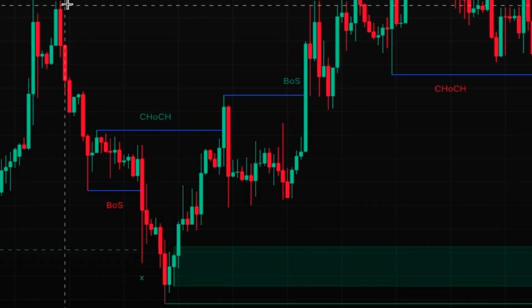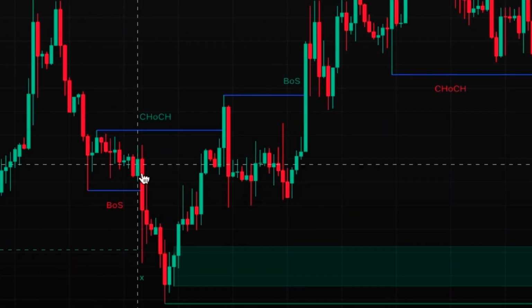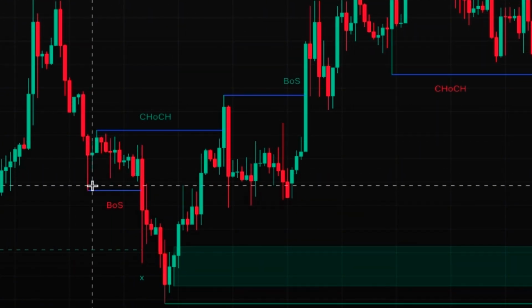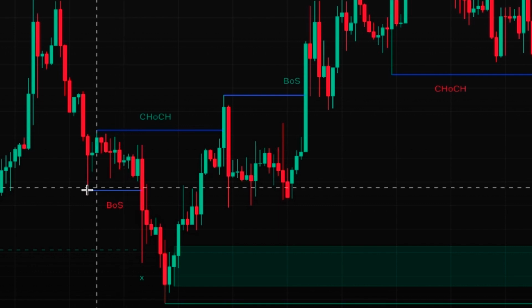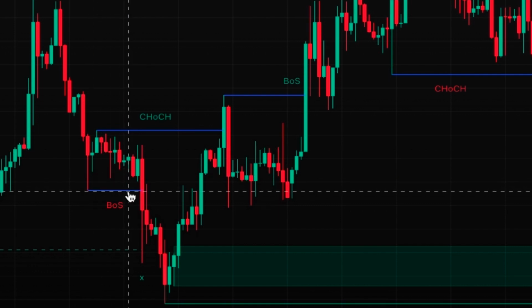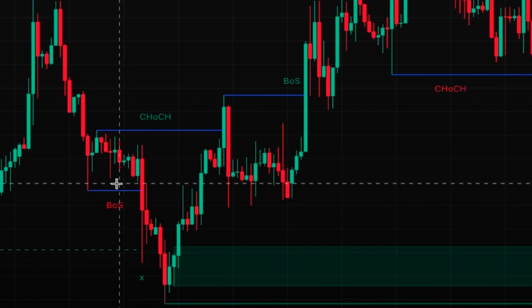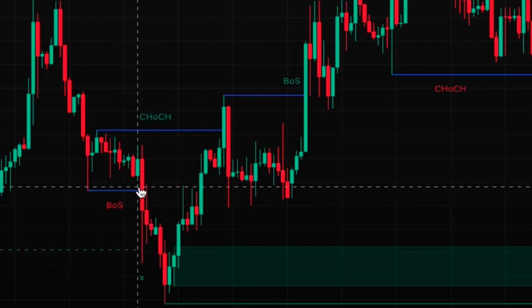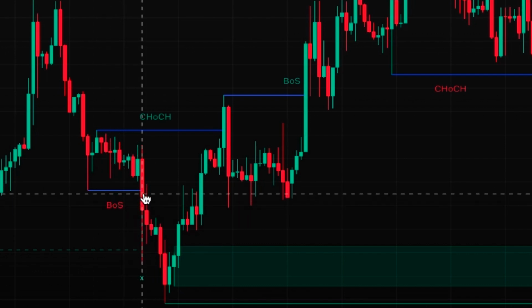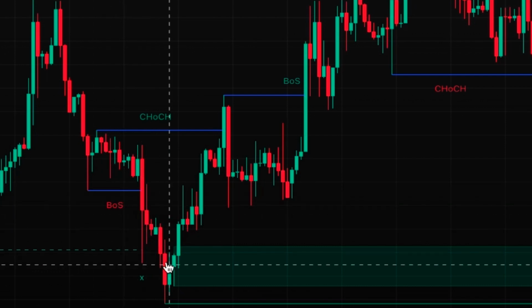And similarly, when the price is declining in a downtrend, when the price makes a lower low and then goes for a pullback, this low is a potential support level, and the price may have difficulty breaking this level. When it is broken, it is called break of structure, and it's a signal for further decline of the price.